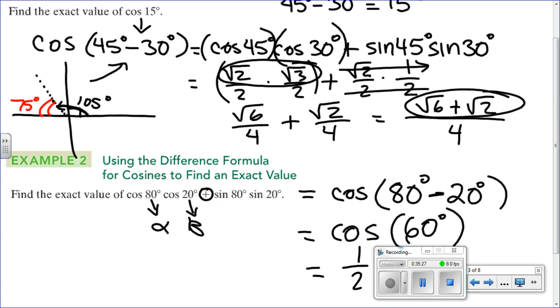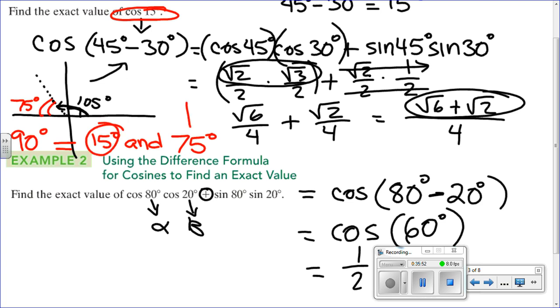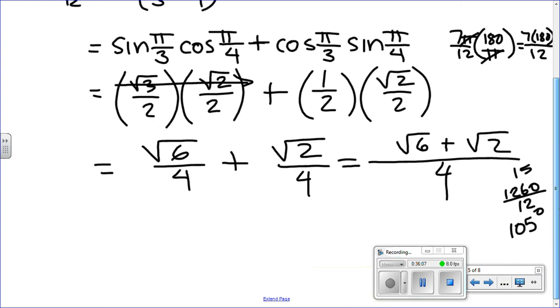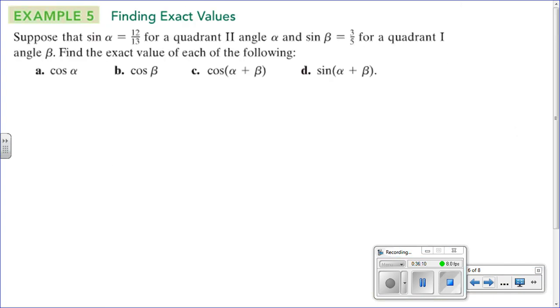And isn't it true that this 15 right here, don't lose it, and 75 add up to 90? So therefore they are complementary. So that is why the cosine of 15 is the same as the sine of 75. Co-function, right? Yes. So that's why we got the same value regardless. Okay, next.